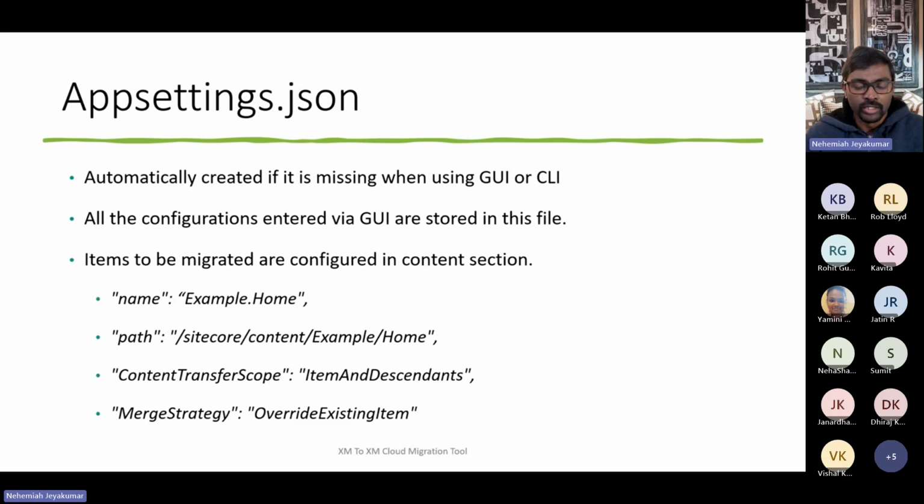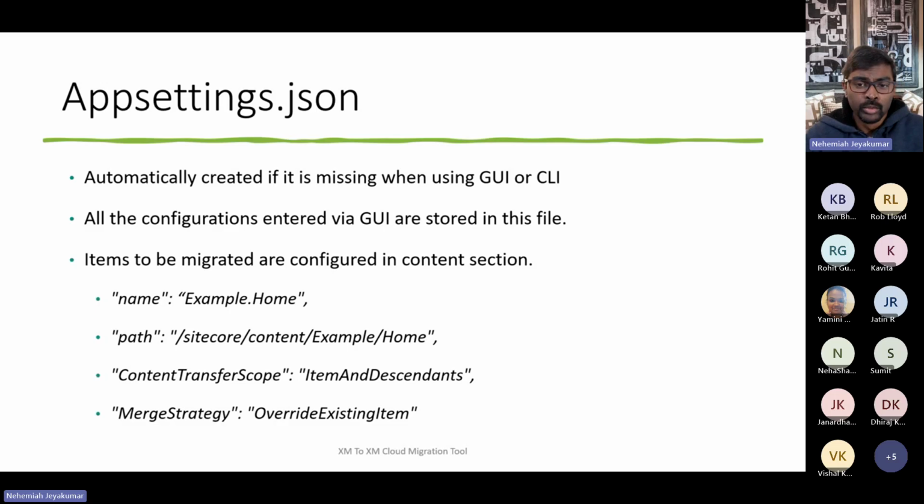The appsettings.json file. That file is not provided as part of the tool archive. So when you extracted the tool archive initially, this file was not available. It is automatically created if missing when opening the GUI application or the CLI for the first time. It stores all the configuration entered via the GUI and the items to be migrated, configured in the content section.